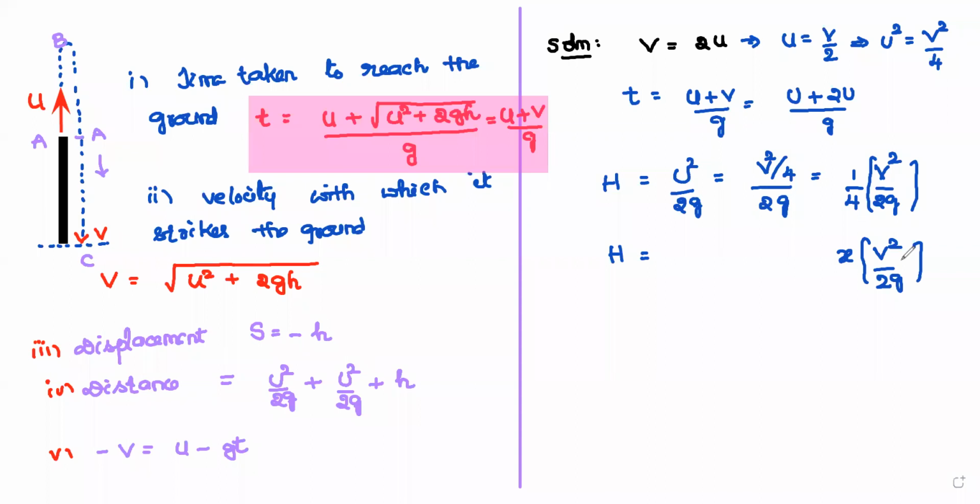X times V square by 2G means H is equals to, in place of X, what is there? X is equals to, by comparing the two equations, the above and below equations. In place of X, 1 by 4. So answer is X is equals to 1 by 4.